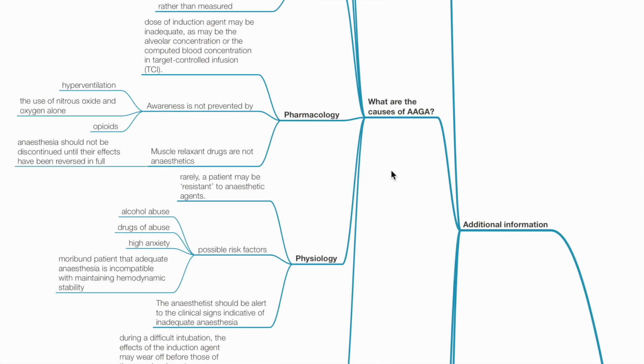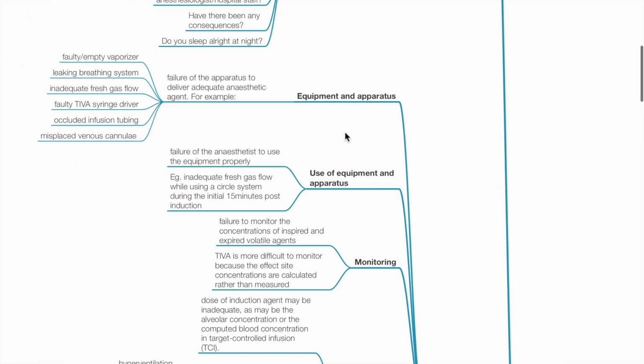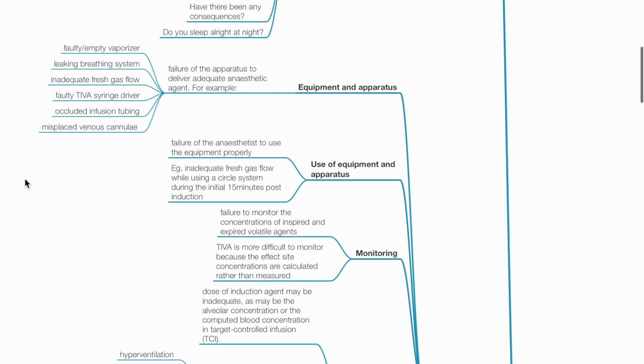What are the causes of AAGA? This includes equipment and apparatus failure to deliver adequate anesthetic, such as faulty or empty vaporizer, leaking breathing system, inadequate fresh gas flow, faulty TIVA syringe driver, occluded infusion tubing, and misplaced venous cannula.